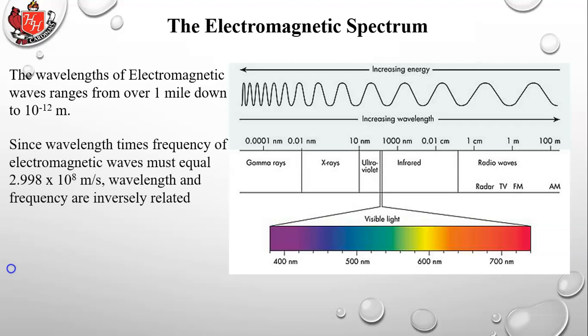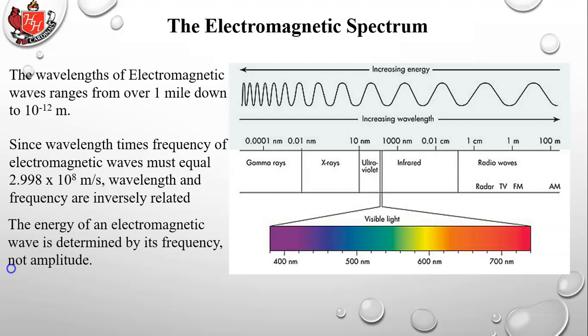Since wavelength times frequency of an electromagnetic wave must equal 3 times 10 to the 8th meters per second, wavelength and frequency are inversely related, meaning as one of them goes up, the other goes down. The energy of an electromagnetic wave is determined by its frequency, not its amplitude. That's a little bit surprising. It was to me when I studied this, and it's surprising to many students. You'd think that the height of the wave is how much energy it has, but it's not. It's its frequency that determines how much energy an electromagnetic wave has.